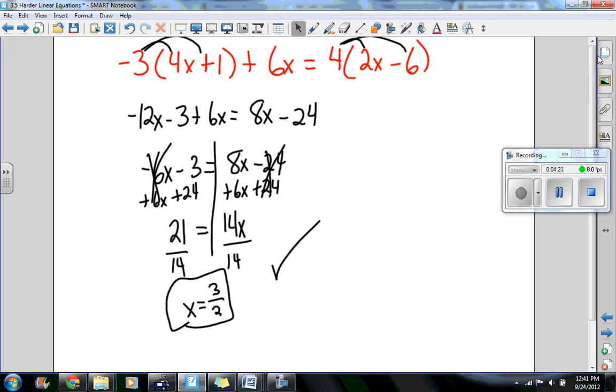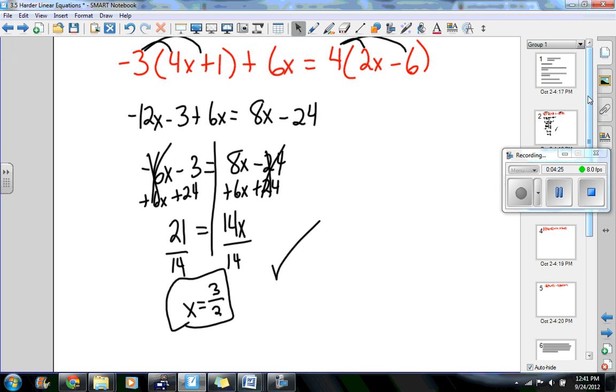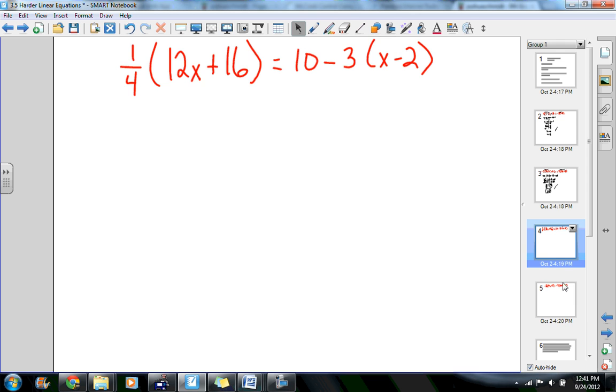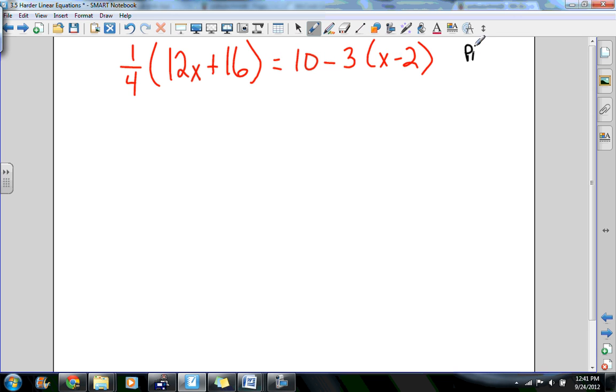Alrighty, so we got some fraction involvement here. I would like you to pause this one and try it on your own. Also, the code word is pause. So we're back. Let's see how we did.